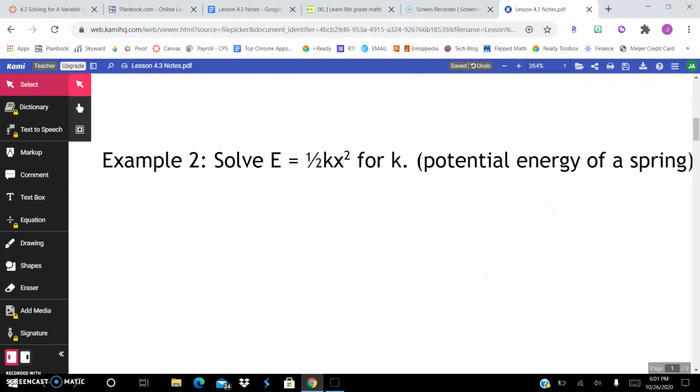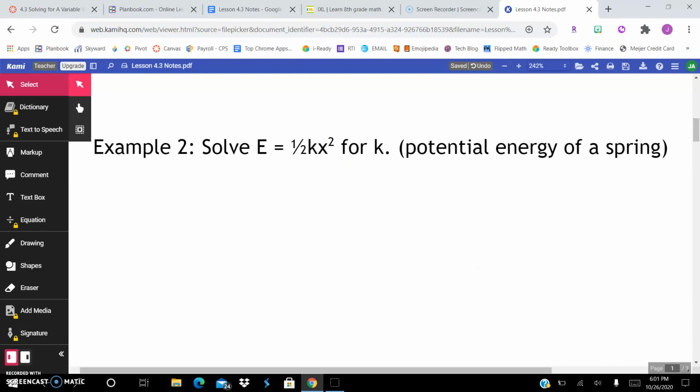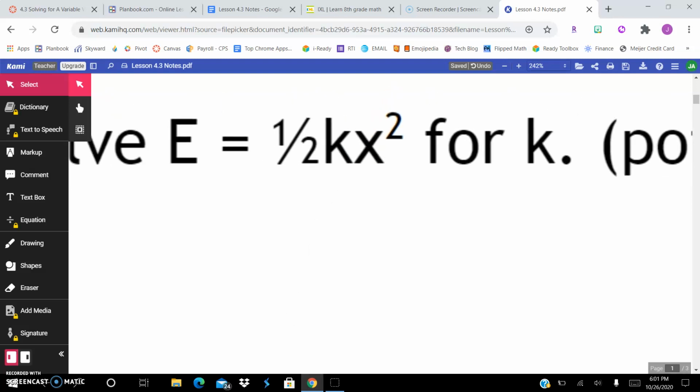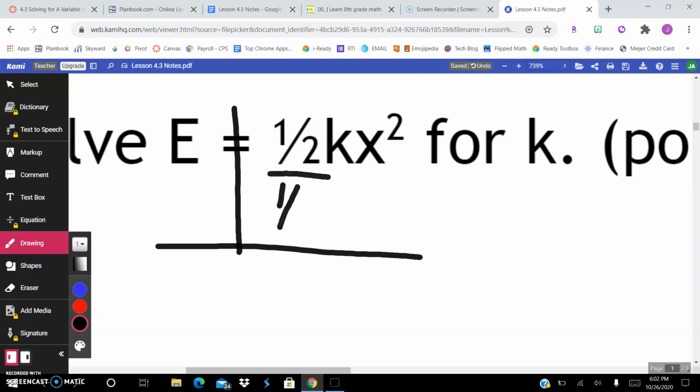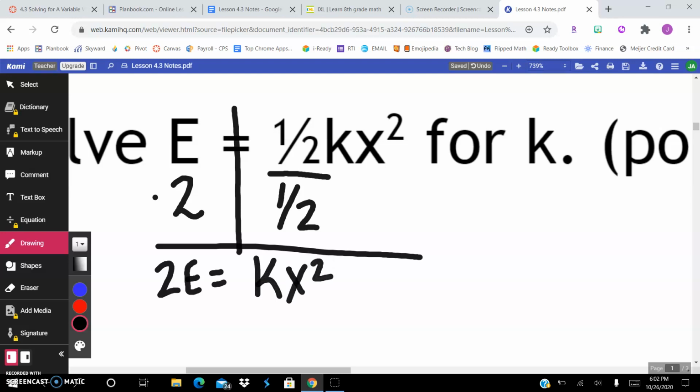Example 2, we are going to solve E equals 1/2 times K times X squared for K. And this is the potential energy of a spring. This is the formula for that. So to solve this for K, we are going to have to divide by 1/2. And remember, dividing by 1/2 is the same thing as multiplying by 2. So over here, we're going to have E times 2, or we can say 2E equals K times X squared.